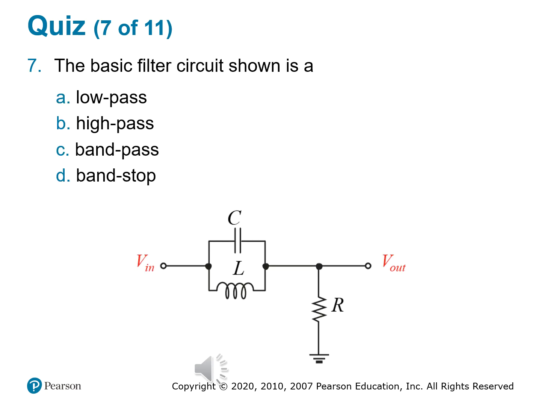Quiz question number 7. The basic filter circuit shown is a what? A, low pass, B, high pass, C, band pass, or D, band stop. All right, go ahead and pause the video. Thank you for returning. And the circuit shown is a band stop configuration.